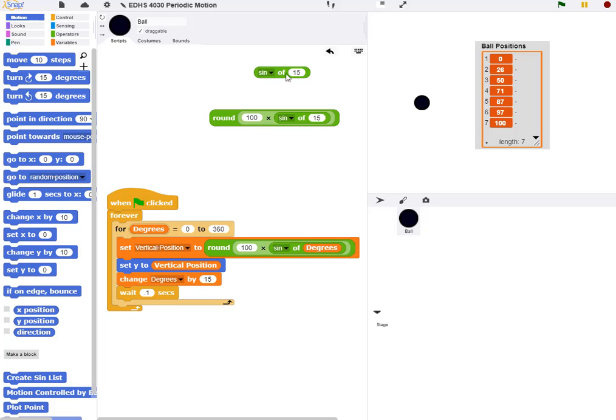Now those numbers are a little bit hard to read. It goes on for many decimal places. But if I multiply them by 100 and round them, then I get a number that says 26, which is the second number in the table.